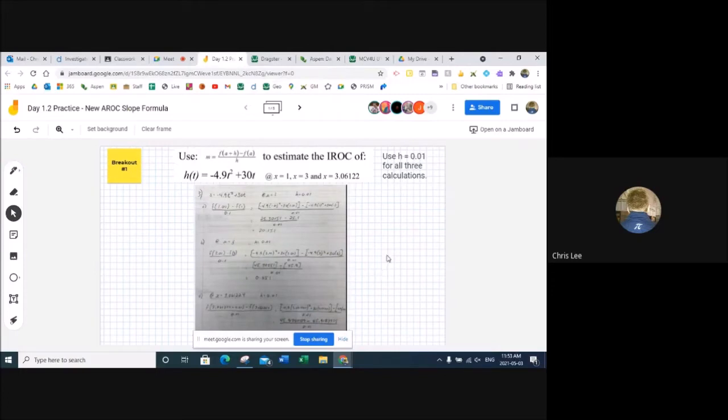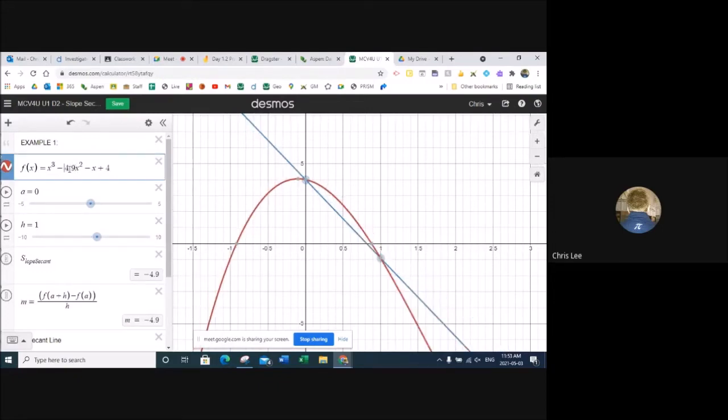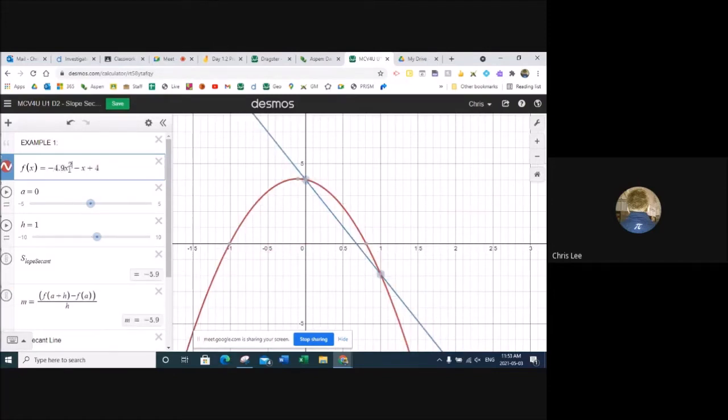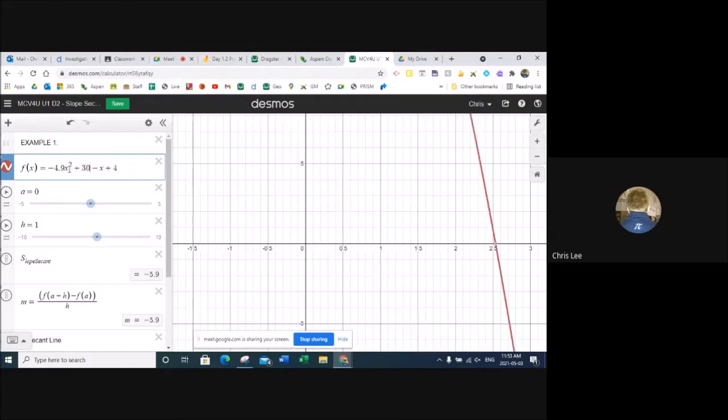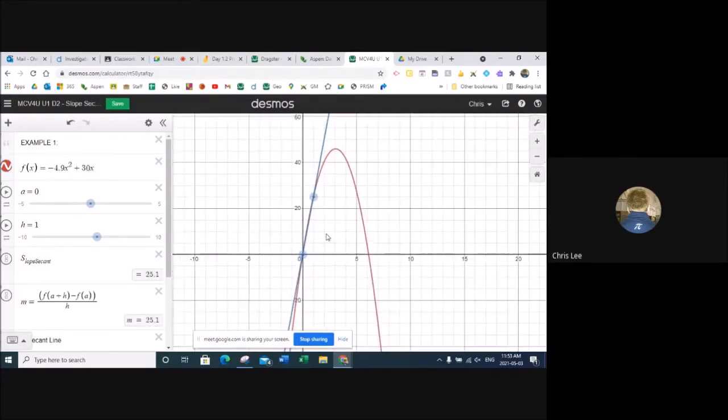But I'm going to show you these answers on the Desmos part here. So let's just change the function. The function here was negative 4.9 t squared. I'll just put x plus 30x and plus 4. So of course you can see it's a little zoomed out here, but there is the shape of what's going on.